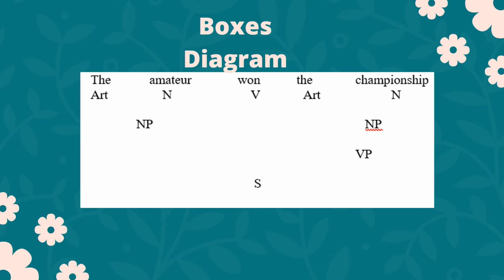And then the combination of article and noun is a noun phrase. And article and noun is a noun phrase here. And then verb combined with noun phrase is the verb phrase. And then the last is the sentence. That's the difference with the previous one, the labeled bracket.